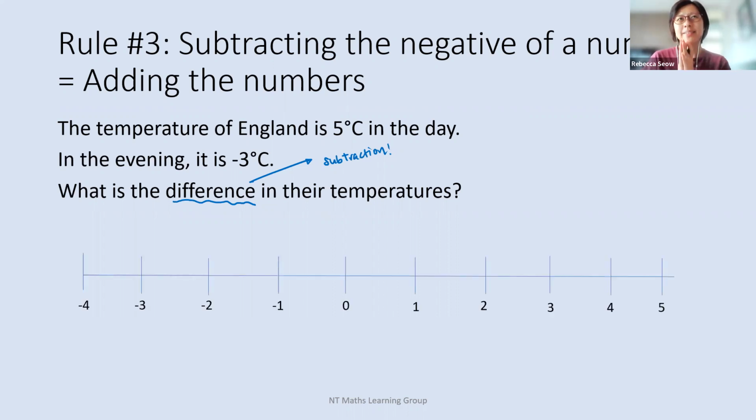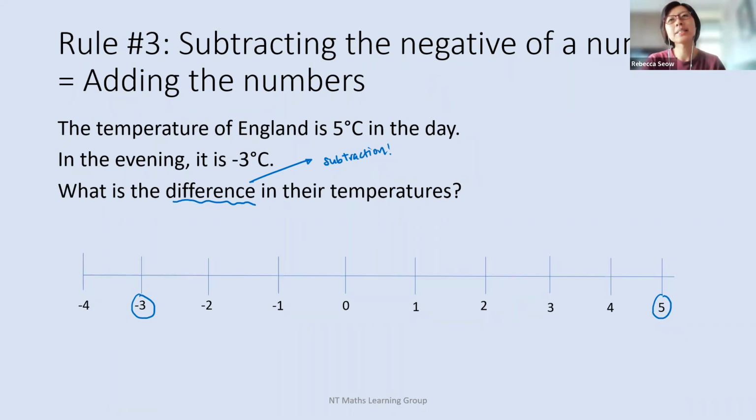Let's look at the temperatures along a number line. Maybe that might cause you to understand it a little better. So the temperature of England is 5 degrees Celsius. So we start off here, right? In the evening, it is -3 degrees Celsius. What is the difference? So if it's difference, we need to count, right? From 5 all the way down to -3, how many units are there?